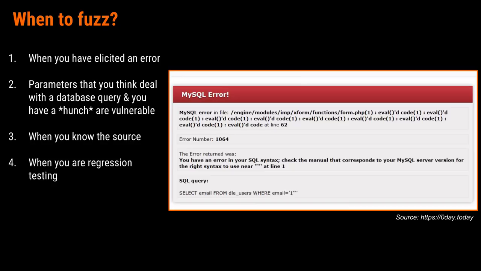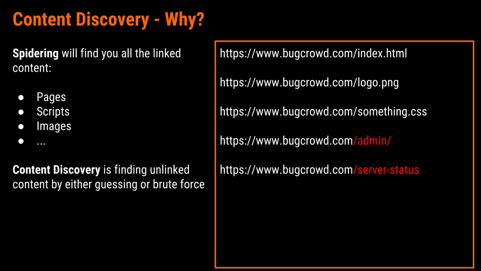Remember, these lists don't just have verbatim Intruder type attacks in them. They also have encoded versions of the same thing, so you can bypass things like filters. So this is a workflow to understand when to manually test and when to do automated fuzzing using Intruder. There's also this idea of content discovery, which we will go to in the recon module.